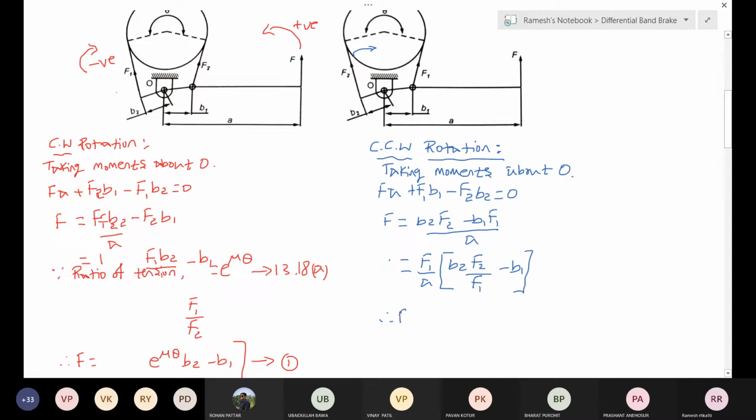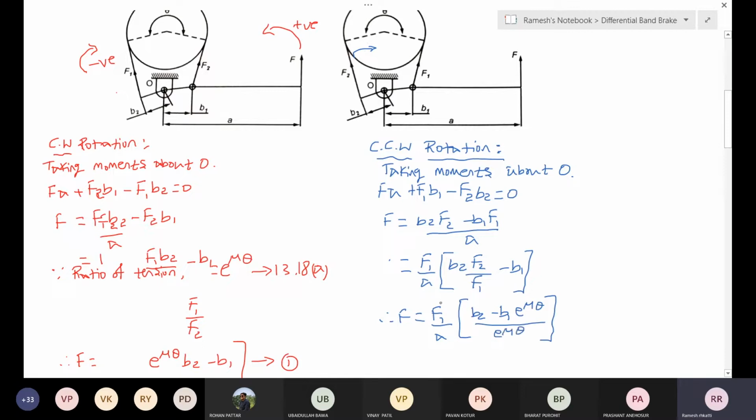Therefore F is equal to, in this case we know that F1 by F2 is nothing but e raised to mu theta. You can substitute that in this equation. If you substitute, therefore F you will get as F1 divided by a in bracket, it will be b2 minus b1 into e raised to mu theta. Why? Because I'm taking e raised to mu theta as common.